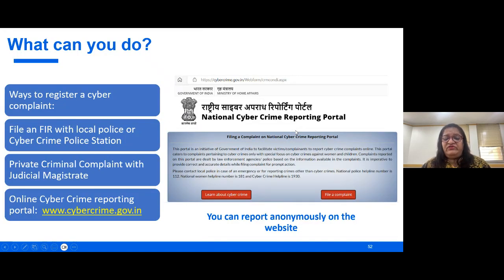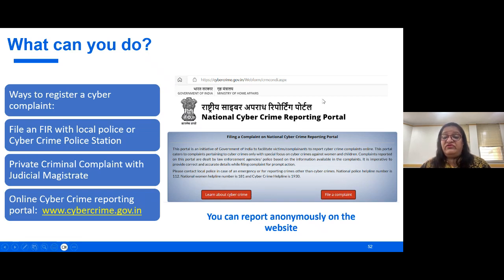So there is a website given by the Indian government, the National Cybercrime Reporting Portal, which is called www.cybercrime.gov.in. The most important part of this website is that if you go to this link, and I would really appreciate it if somebody from the team could share it in the Q&A for everyone, so that they have the link with them. You can just peruse through the site.